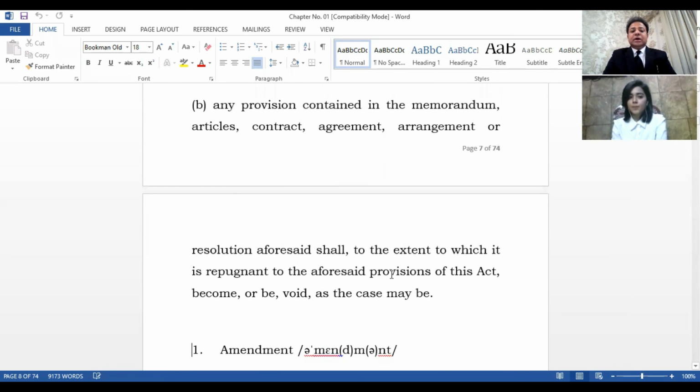Next is B of this point, please. Any provision contained in the memorandum, articles, contracts, agreements, arrangements, or resolution aforesaid shall, to the extent to which it is repugnant to the aforesaid provisions of this Act, become or be void as the case may be. That's right. So that repugnancy, or something being contrary to the Companies Act, will be considered void due to the fact that the Companies Act will hold the field and will have overriding effect.